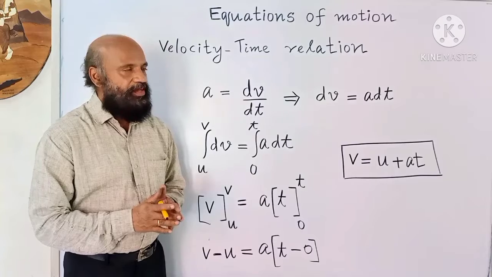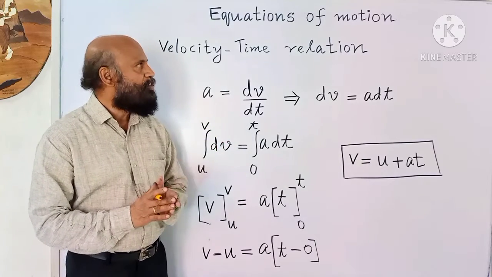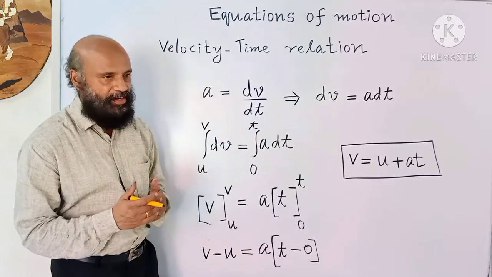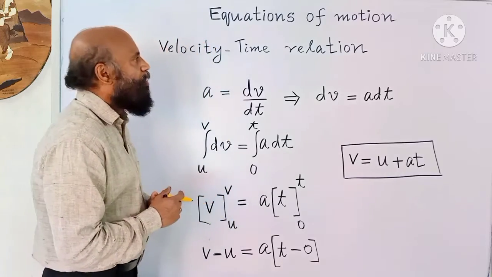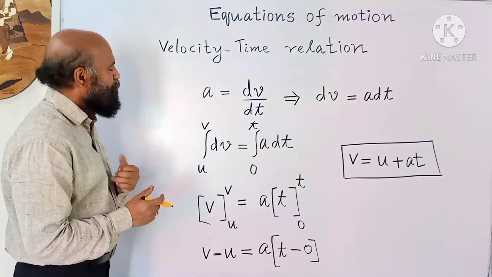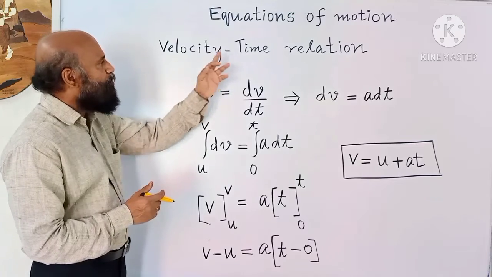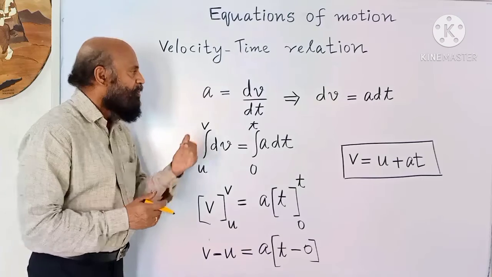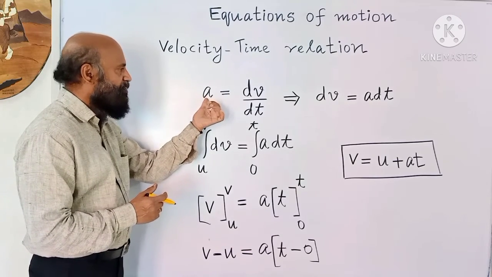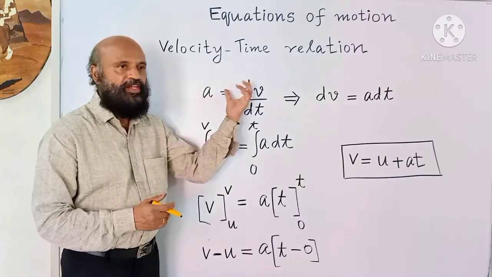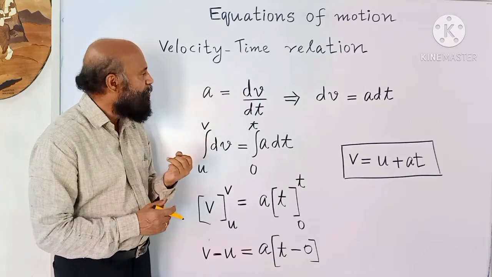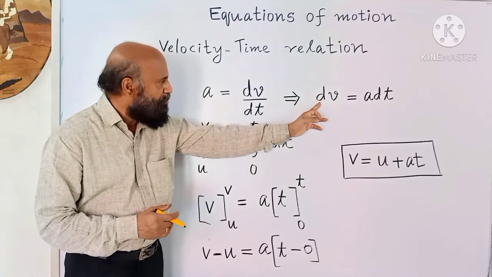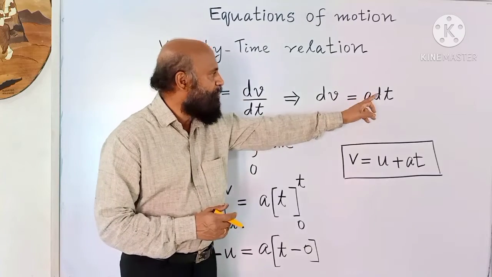In this video, let us see the equations of uniformly accelerated motion by the calculus method. First of all, let us see the relation between velocity and time. You know that acceleration is the rate of change of velocity. So a is equal to dv by dt. After rearranging, you can get dv is equal to a dt.